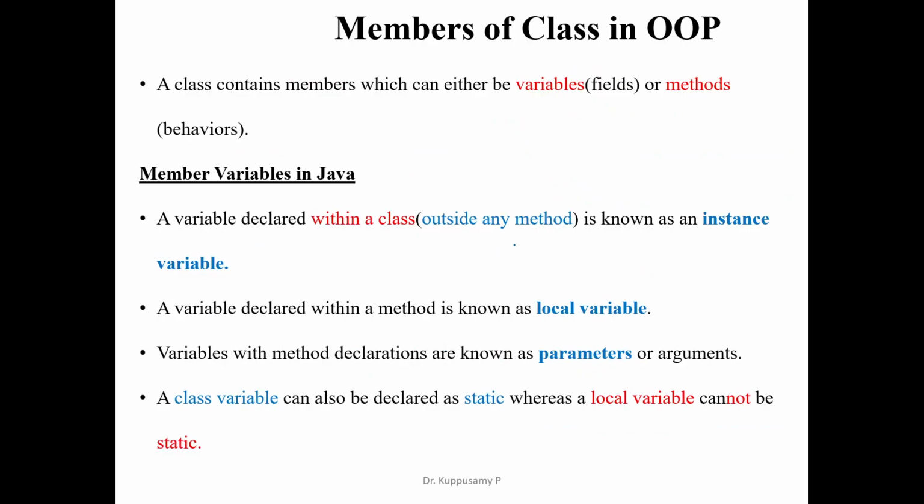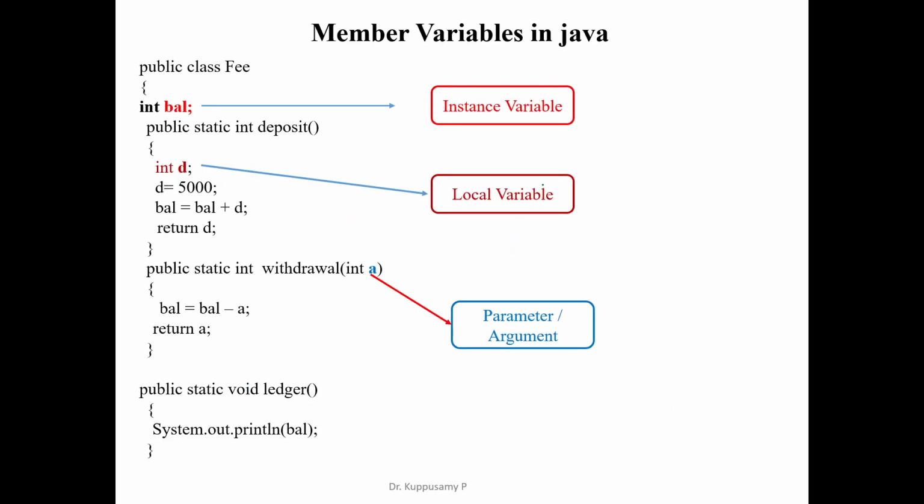Then how can we represent the variables? Look here. I have given the public class named fee. Then this is the variable declared inside the class.